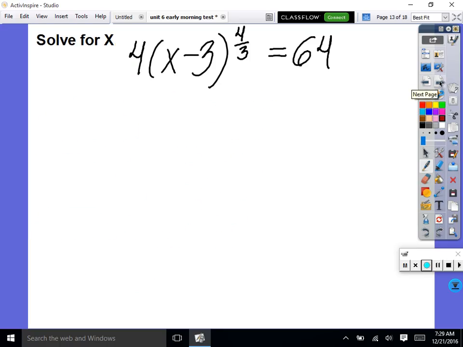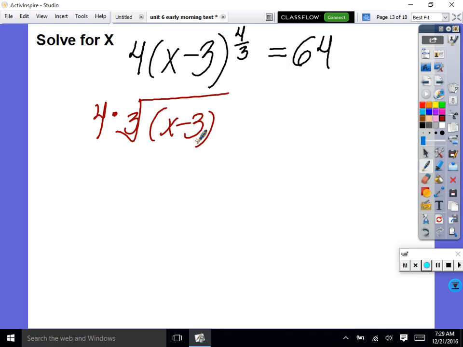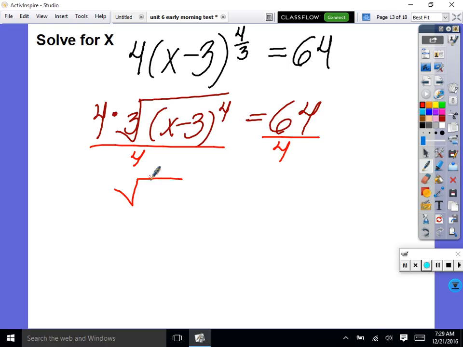Okay, next one will look like this. So the first thing is, first of all, don't we need to rewrite it as a radical? Is 4 under the radical? No. So we have 4 times the cube root of x minus 3 to the 4th power equals 64. Make sure you do it in the correct order. The first rule is isolate the radical. So we need to divide by 4 first, yeah? Okay, so we have the cube root of x minus 3 to the 4th power equals 16. Now what do we do?